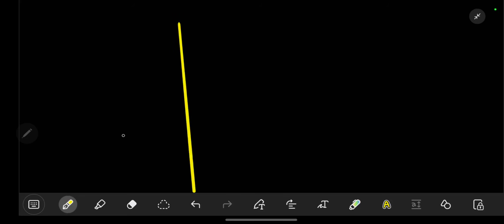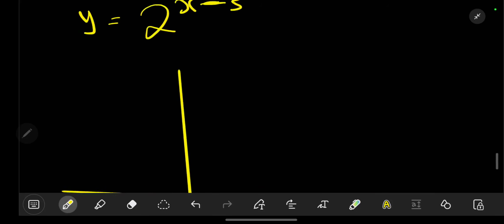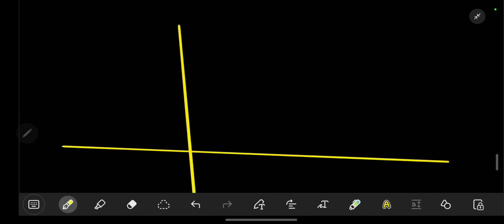So just remember the mother graph. We have 2 to the power x. It is going to pass through 1. So 2 to the power x, remember it is an increasing function like that.